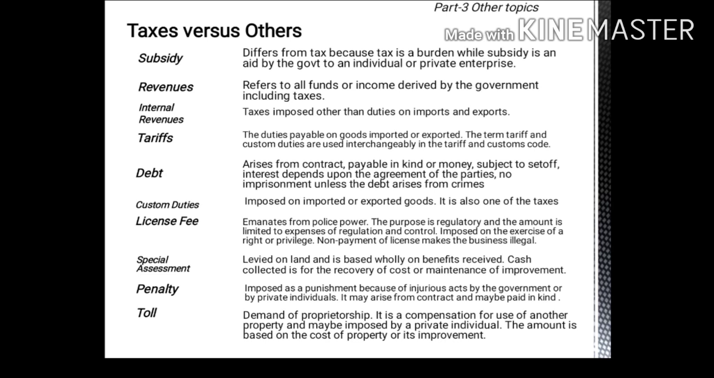Toll is a demand of proprietorship. Taxation, again, is a demand of sovereignty. It is a compensation for the use of another's property. Taxes are not like that. A toll may be imposed by a private individual, and taxes cannot be imposed by a private individual or entity. The amount is based on the cost of the property or its improvement. So that's it, taxes versus other terms.